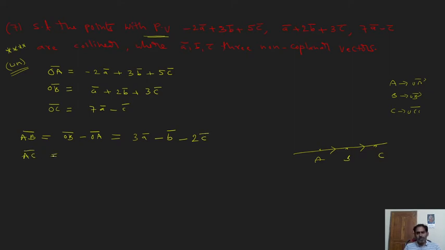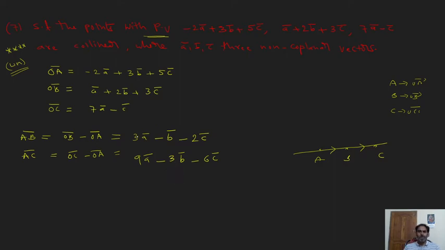Next, find AC bar. A is fixed, so OC minus OA. 7A minus of minus 2A, that is 9A. Next, there is no B bar here in OC, so 0 minus 3B bar, that is minus 3B bar. Next, my C bars: minus C bar minus 5C bar, minus 6C bar.